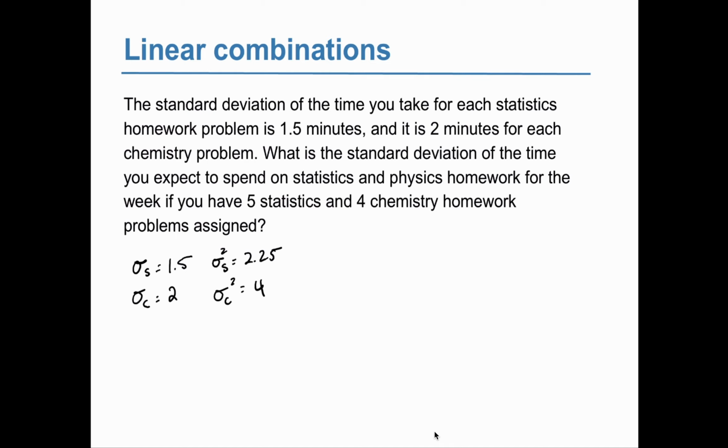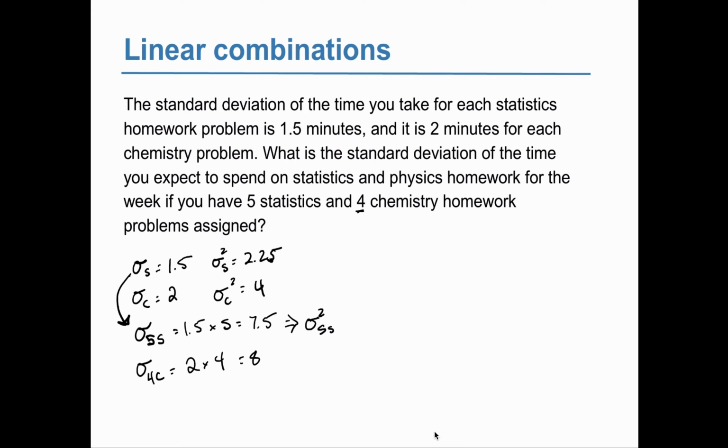So what we should do though, the standard deviation, when you multiply by a constant, the standard deviation multiplies by that constant. The variance is going to multiply by that constant squared. So what I could do is say the standard deviation for 5 statistics problems is going to be 1.5 times 5, which is 7.5. And the standard deviation for 4 chemistry problems is going to be 2 times 4, which is 8. And then find the variances here.